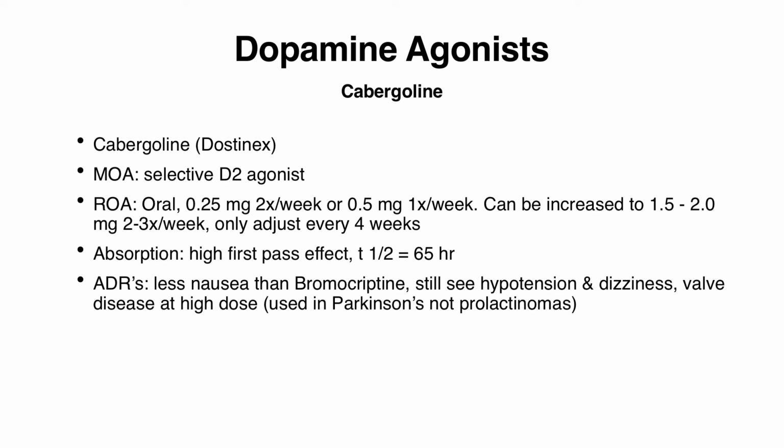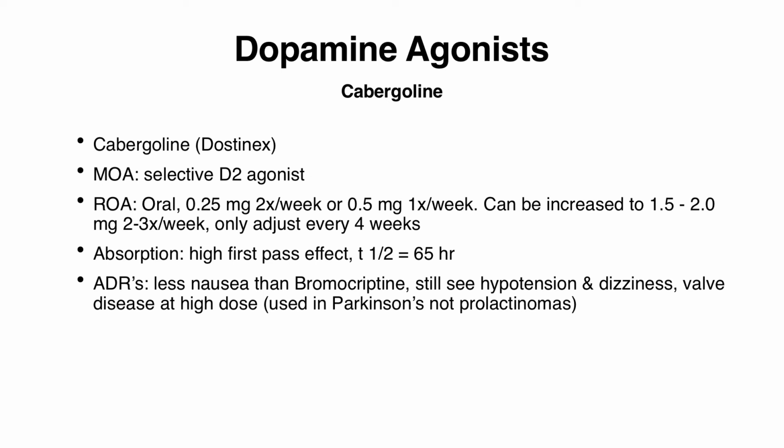Generally, though, it works relatively the same way, but another benefit is that there's a far less likelihood of GI side effects also, so that like nausea and vomiting you would see with bromocriptine is less likely with cabergoline. This is an oral med, 0.25 mg twice a week or half a mg once a week. You can increase this by about 1.5 to 2 mgs 2 to 3 times a week.